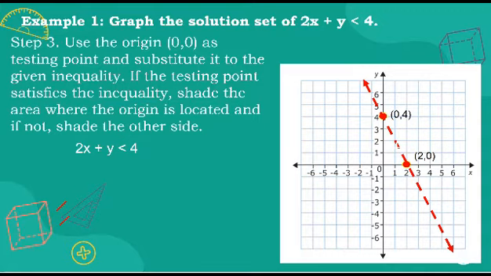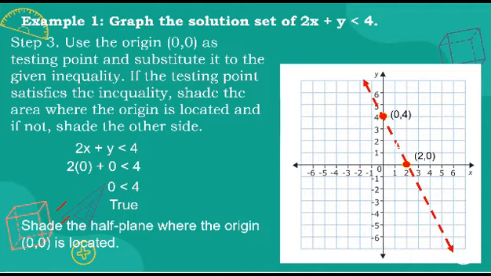So the given inequality is 2x plus y is less than 4. Substitute 0 for x and 0 for y. So it becomes 2 times 0 plus 0 is less than 4. So we have 0 is less than 4. Is 0 less than 4? It is true. Since the testing point (0, 0) satisfies the inequality, we will shade the half plane where the origin is located.